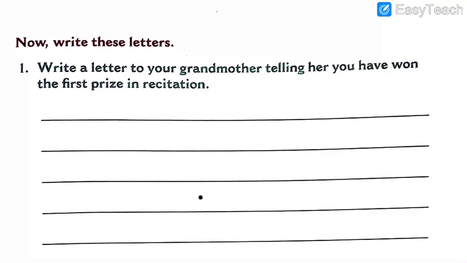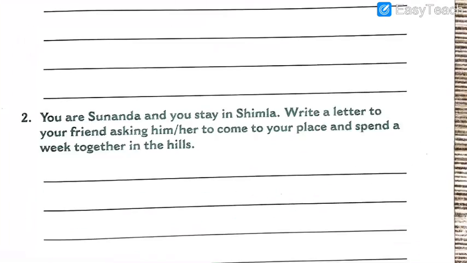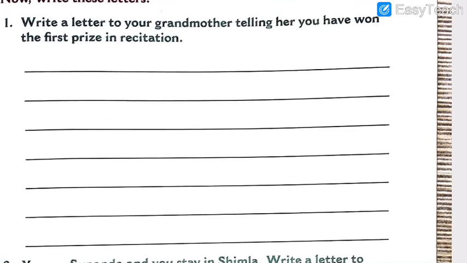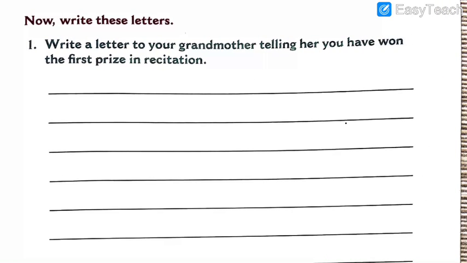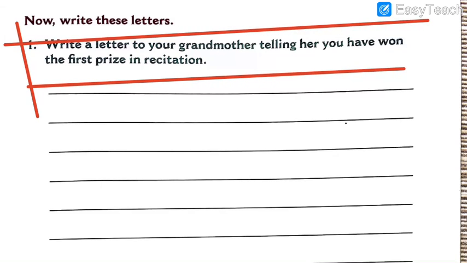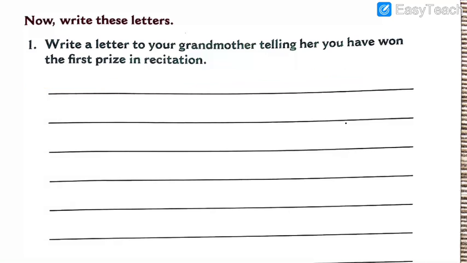On the second page, you can see two questions are given for letter writing on page number 79. Okay, now let us read the question first. This is the way the question will be given to you in the exam. In the question it will be mentioned to whom you have to write the letter. So here let us read the question. Write a letter to your grandmother telling her you have won the first prize in recitation.